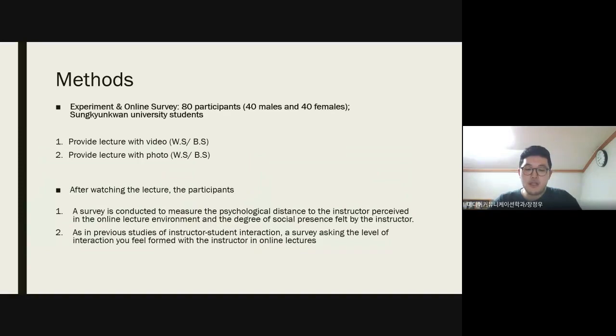And after watching the lecture, a survey is conducted to measure the psychological distance to the instructor perceived in the online lecture environment and the degree of social presence felt by the instructor. And as in previous studies of instructor-student interaction, a survey asks the level of interaction they feel formed with the instructor in online lectures.